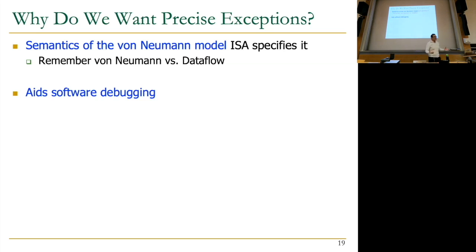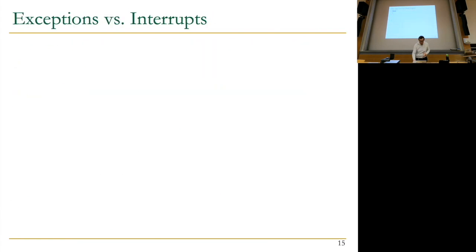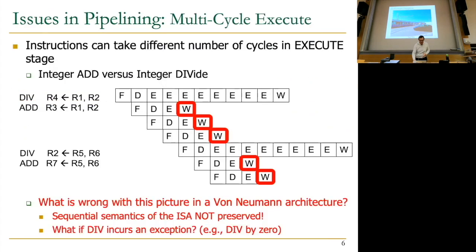Now imagine, in contrast, we did not have precise exceptions. If we go back to this, where is it? If we did not have precise exceptions, and I should have gone in a faster way. Okay, there you go. When this divide instruction generated a divide by zero exception, these instructions may have written their values.